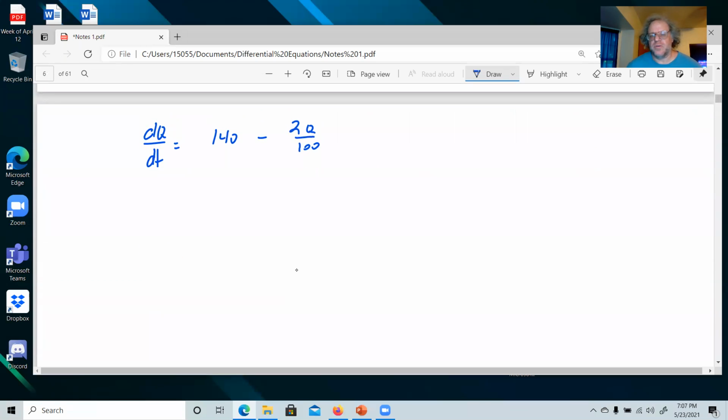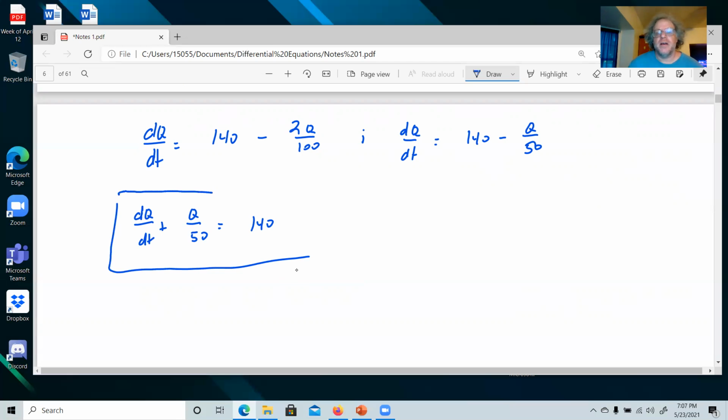That's dq/dt is equal to 140 minus q over 50. And then we'll swing this to the other side, because this is how you're going to solve it later on: plus q over 50 is equal to 140. You actually have a choice of how you want to solve this, but that is the equation they're looking for. They just want you to set this up.